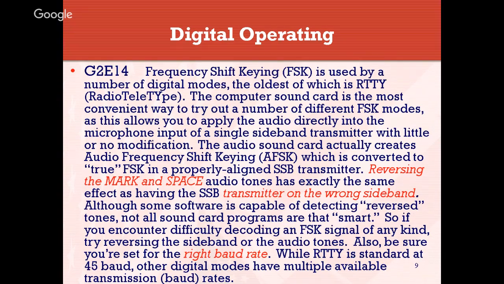So again, if you're having difficulty decoding an FSK signal of any kind, try reversing the sideband or the audio tones. Also, be sure you're set for the right baud rate. The RTTY standard is 45 baud, but other digital modes have multiple available transmission baud rates. That's something you're just going to have to play around with to learn. If you have the CD, I do believe it has examples of what different digital signals sound like, so you can identify whether it's RTTY or FT8 or something of that sort. There are some distinct sounds that help you identify how to set your receiver and your program to decode the digital signal.